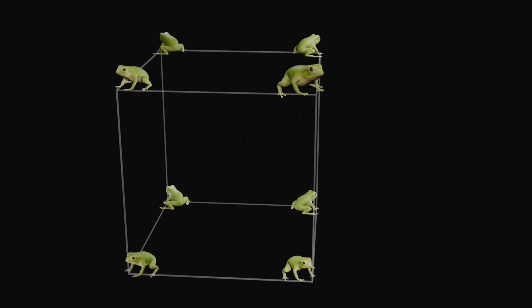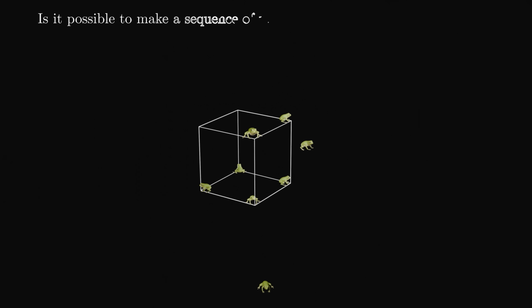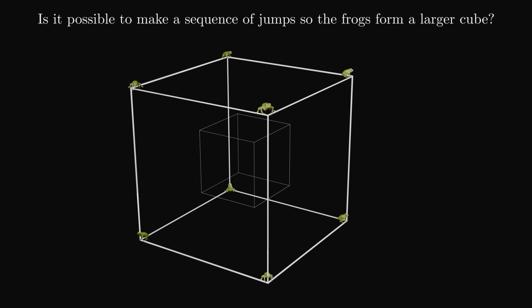8 frogs are sitting at the corners of a cube. A jump consists of any frog reflecting its position over any other frog. Can you make a sequence of jumps that results in the frogs forming a larger cube?